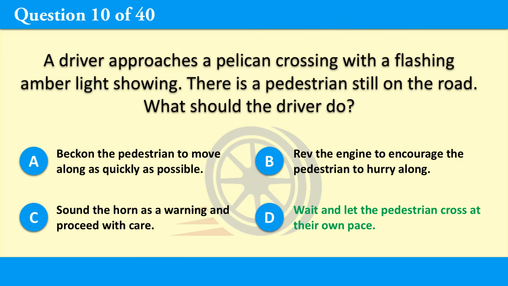Correct answer, D. Wait and let the pedestrian cross at their own pace. Explanation: you must yield to pedestrians at a Pelican crossing when the amber light is flashing.